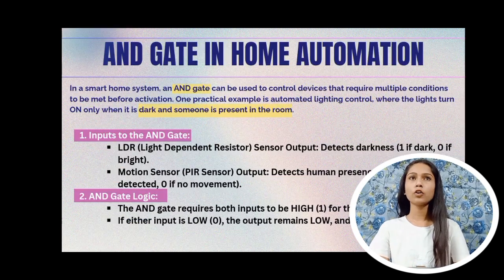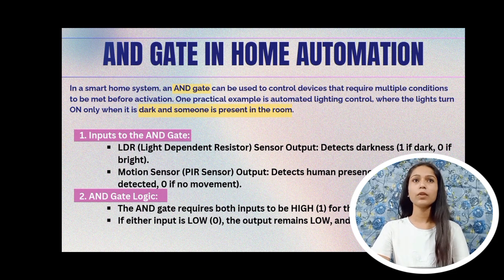AND gate in home automation. In a smart home system, an AND gate can be used to control a device that requires multiple conditions to be met before activation. One practical example is automated lighting control, where the light turns on only when it is dark and someone is present in the room.